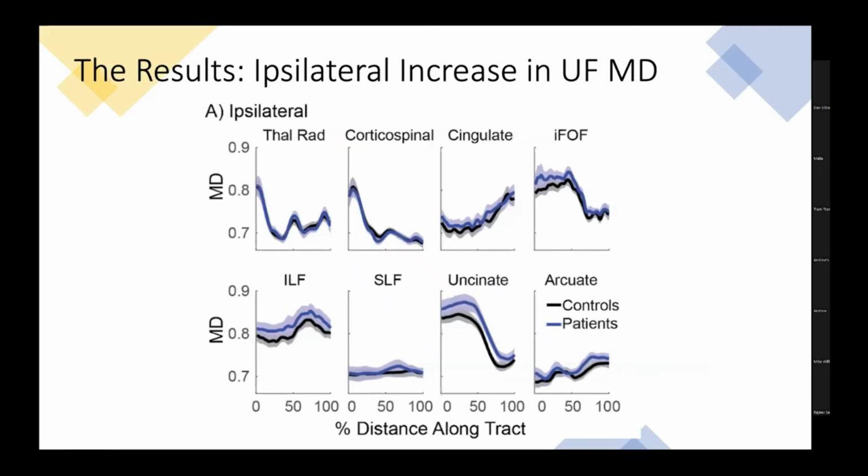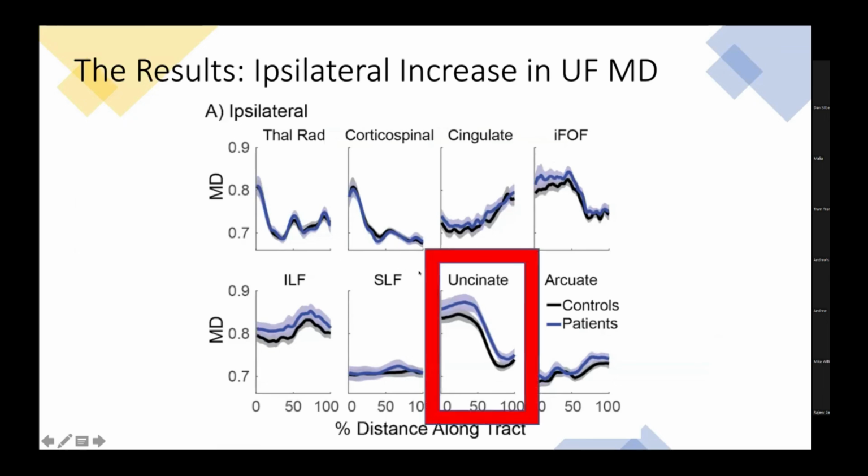Moving into our results, to orient you here, this is looking at the tracts that were ipsilateral to whatever focus was identified. You'll notice the blue represents the patients and the controls are in black, and the shaded regions are standard deviations. The only region where there's a clear difference is the uncinate fasciculus. We identified that the mean diffusivity has an increase in patients that have non-lesional pharmacoresistant epilepsy.